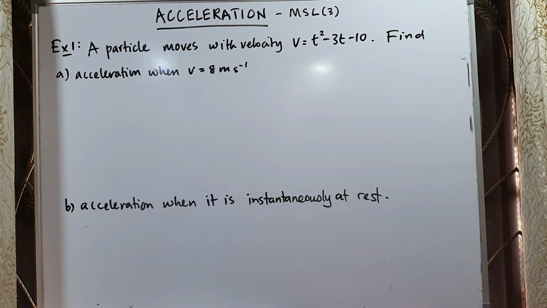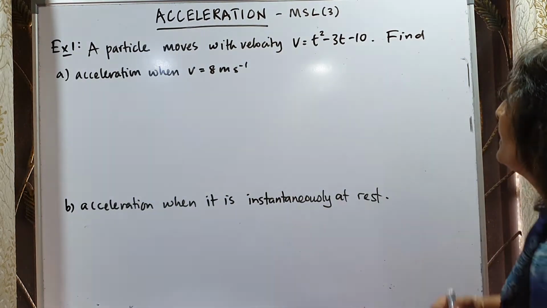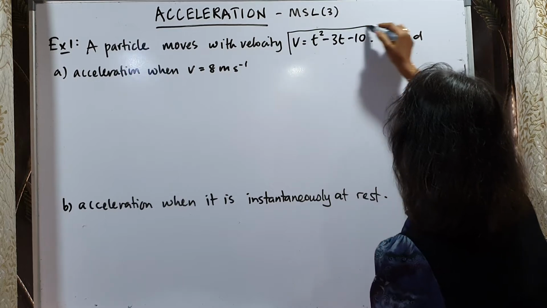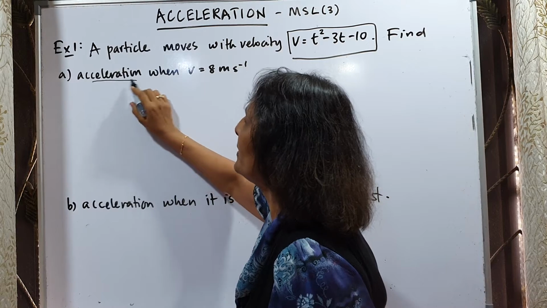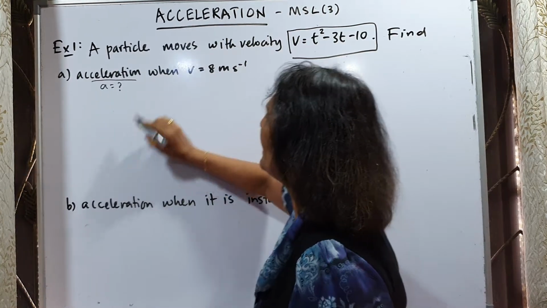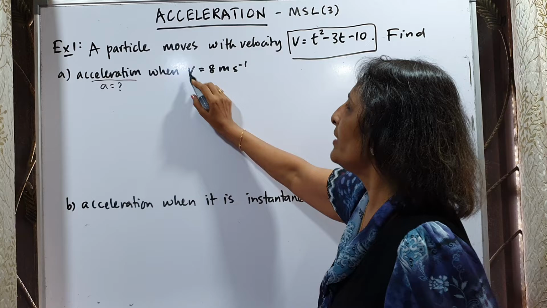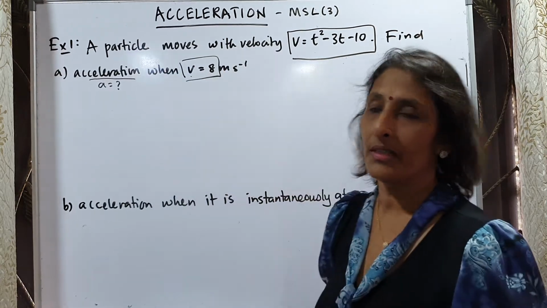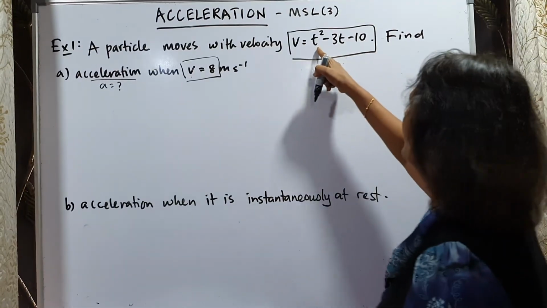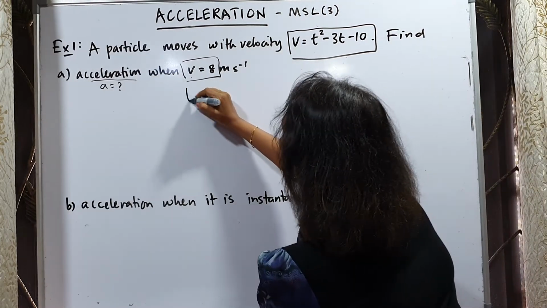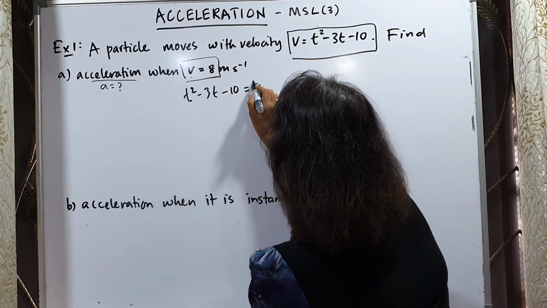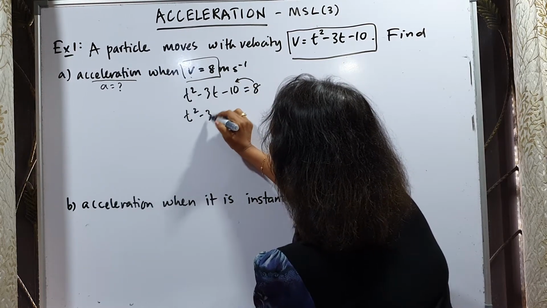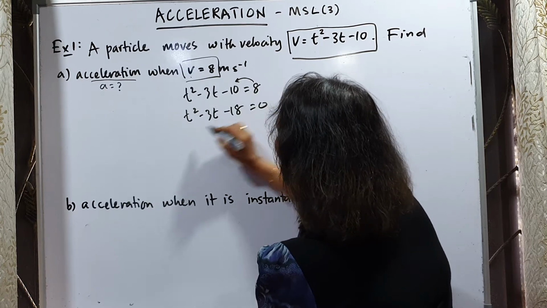Okay, let's look at example 1. A particle moves with a velocity of t squared minus 3t minus 10. Okay, this is given. Find the acceleration. You want to find what is A when V is given as 8. Okay, you are given V is 8, so I'm going to use V is 8. And since we have V here, we just take this whole equation equals to 8. So t squared minus 3t minus 10 equals to 8. And you bring the 8 over here. So t squared minus 3t minus 18 equals to 0.